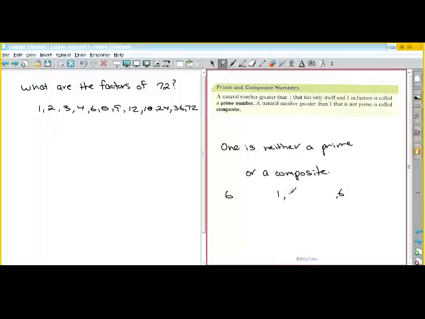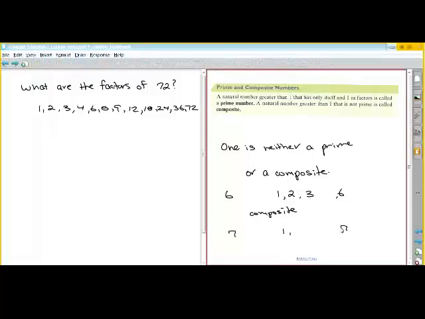So I'd list 1 and 6, and then I go to the next larger number, which is 2. Can I divide 6 by 2? Yes, the answer is 3. So I have more than just one pair. I have more than just 1 and 6. So therefore, this is composite. It's not prime, because I have more than just the factors of 1 and the number.